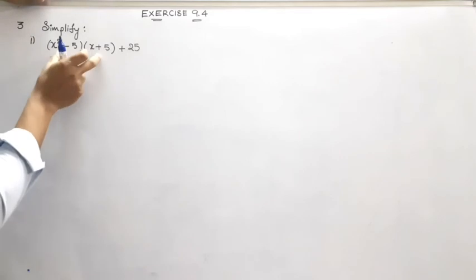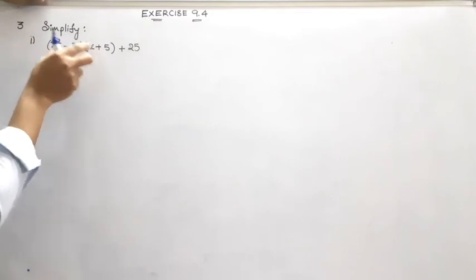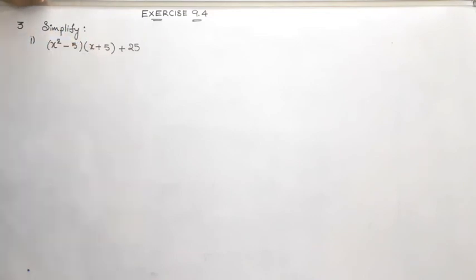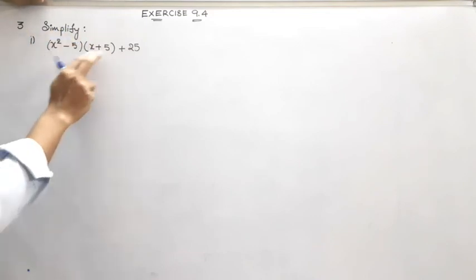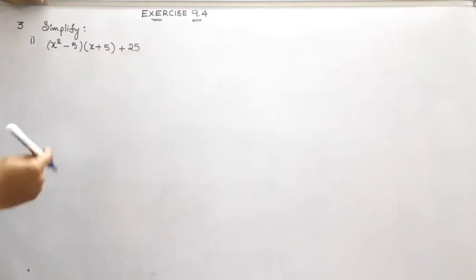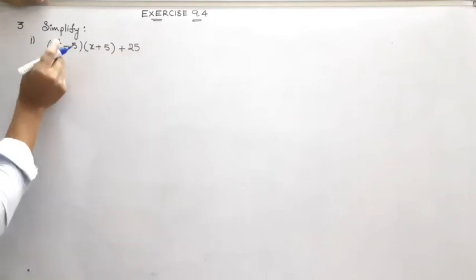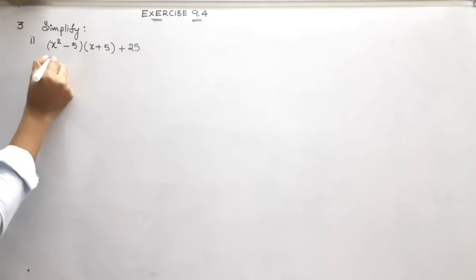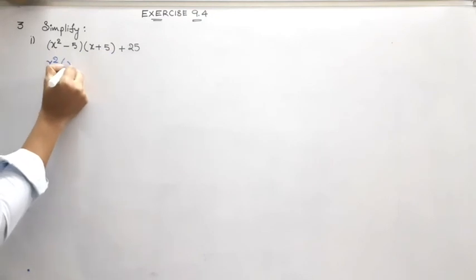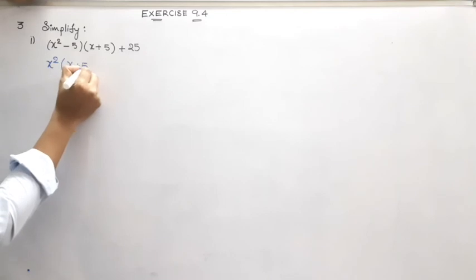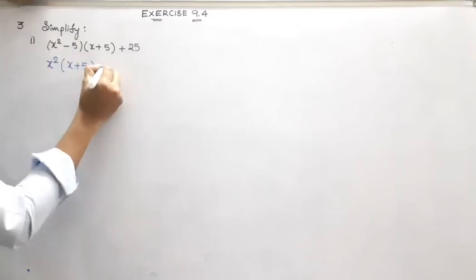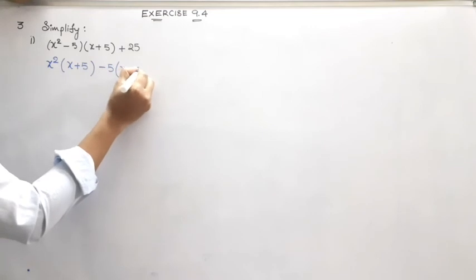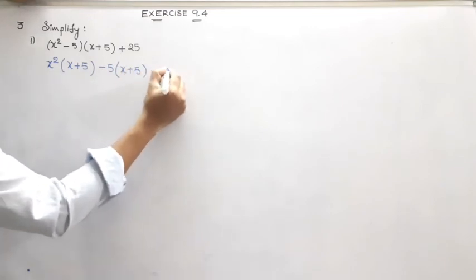Okay, if you see any multiplication, you have to resolve that multiplication with respect to binomial or monomial or trinomial, then you have to add the result to the given value. So x square minus 5 multiplied by x plus 5. So the first term is x square multiplied by x plus 5. Here the second term is minus 5 to be multiplied by x plus 5, and the leftover plus 25.